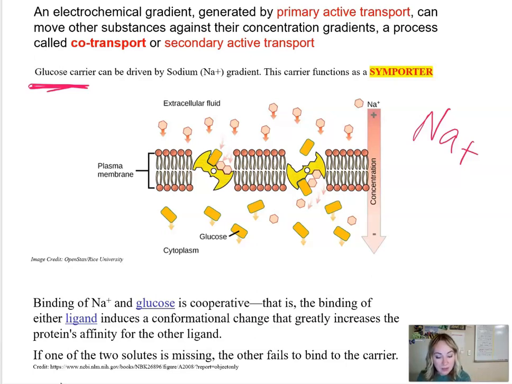So you can see glucose molecules are sitting in that binding site, and then you have sodium, they are occupying the binding site. So when they all are there, the protein will undergo conformational change, and it will allow for the movement of the components in the cell. So you can see how sodium drives the movement of glucose into the cell.